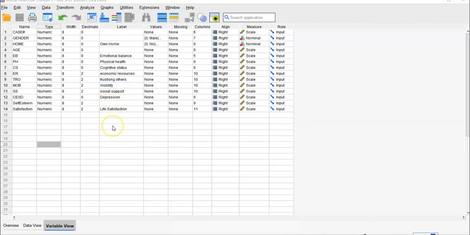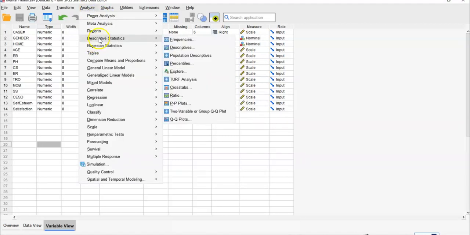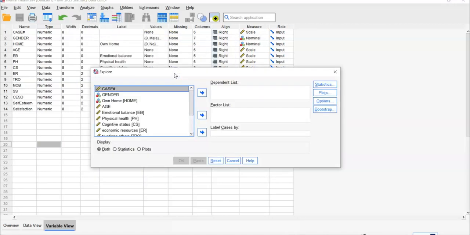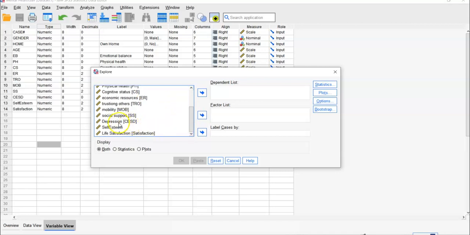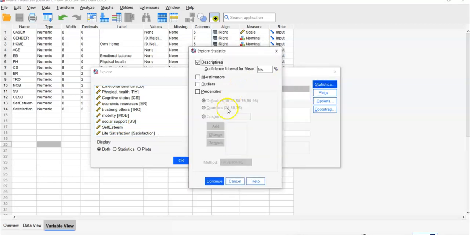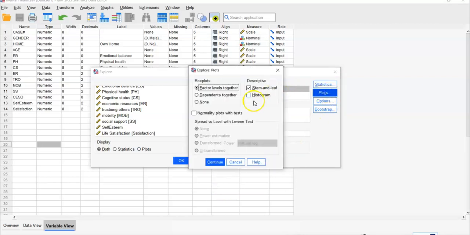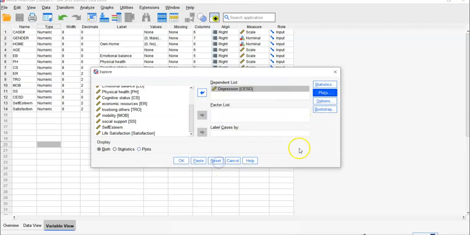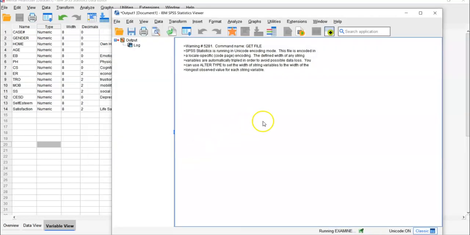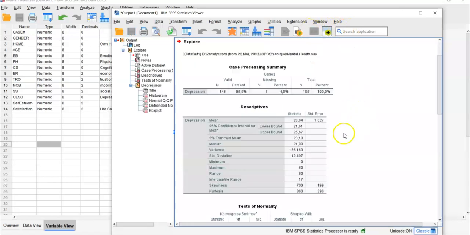First we have to check the assumptions. Make sure your assumptions are met. That means we go to Analyze, then Descriptive Statistics, and Explore. Your criterion variable, that is the dependent variable, is depression. You put that in the dependent list. Then go to Statistics, okay as default, and then Plots. Instead of stem-and-leaf, you put the histogram and normality plots, okay, and then you click okay. The output generates the normality of your depression variable.